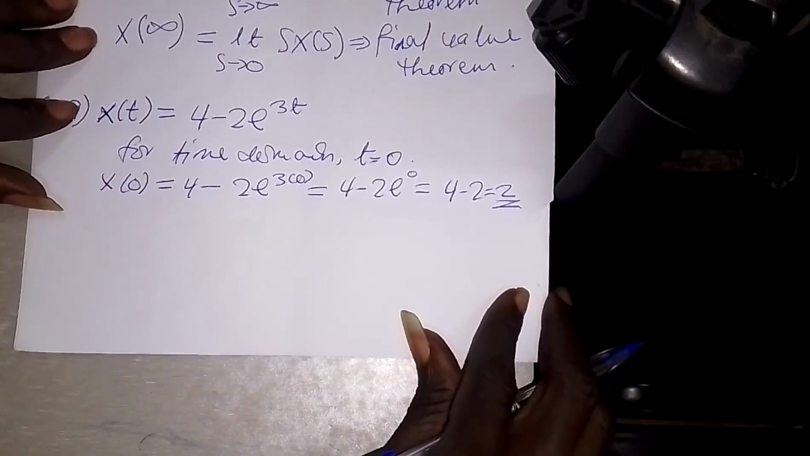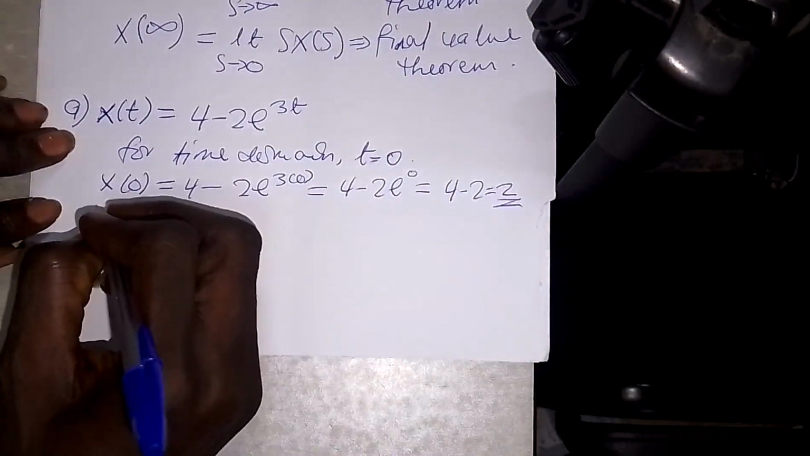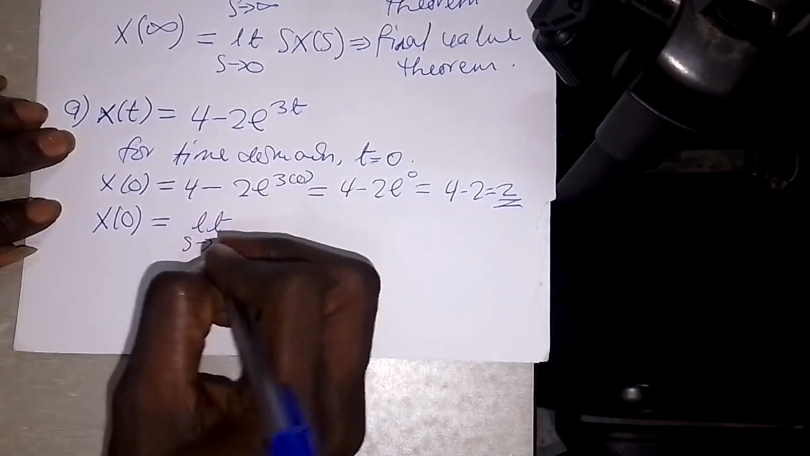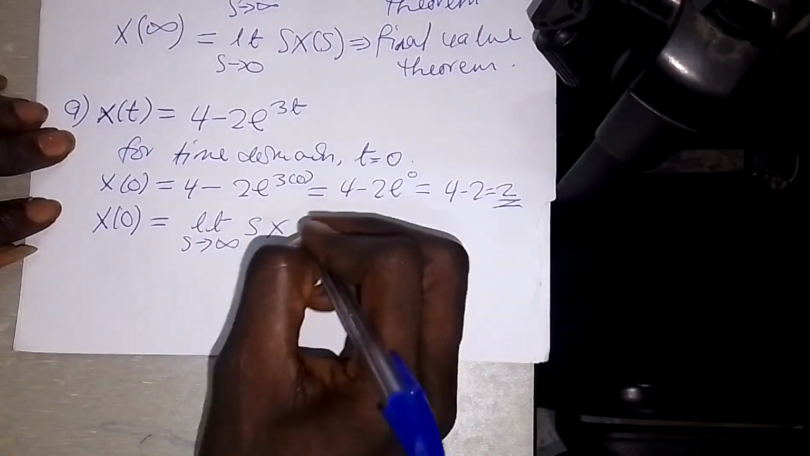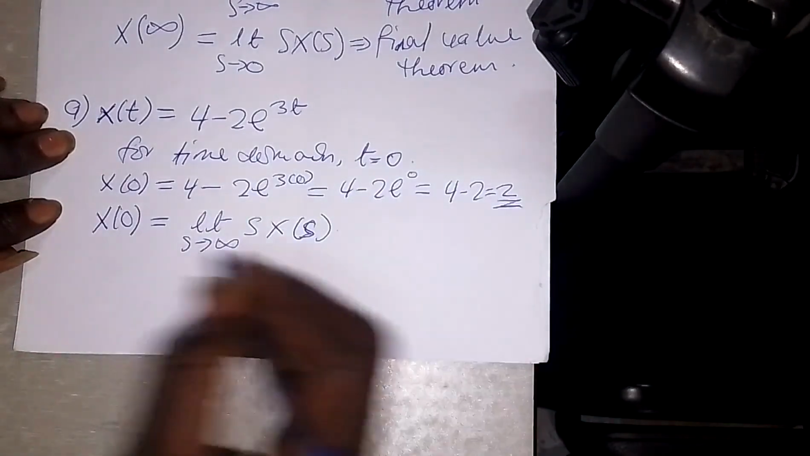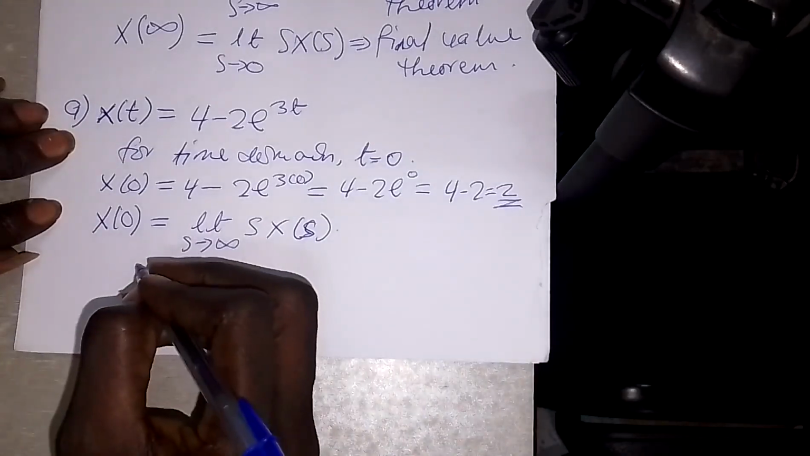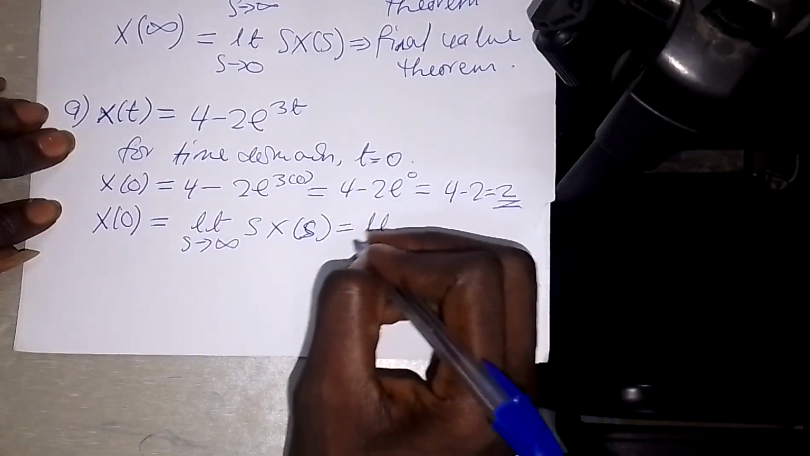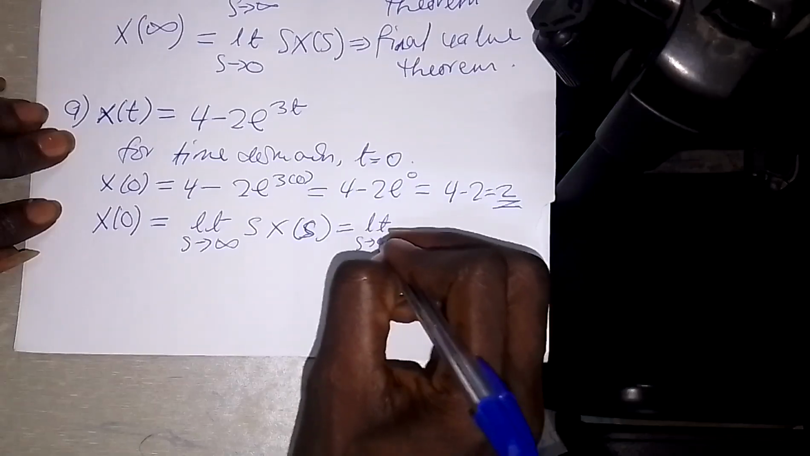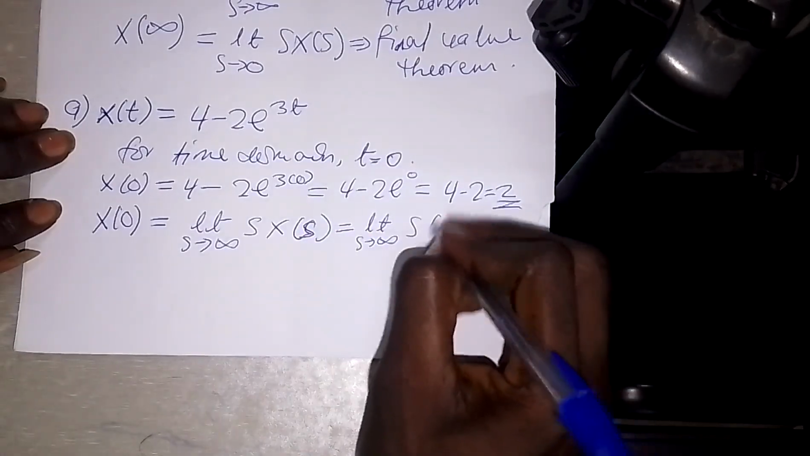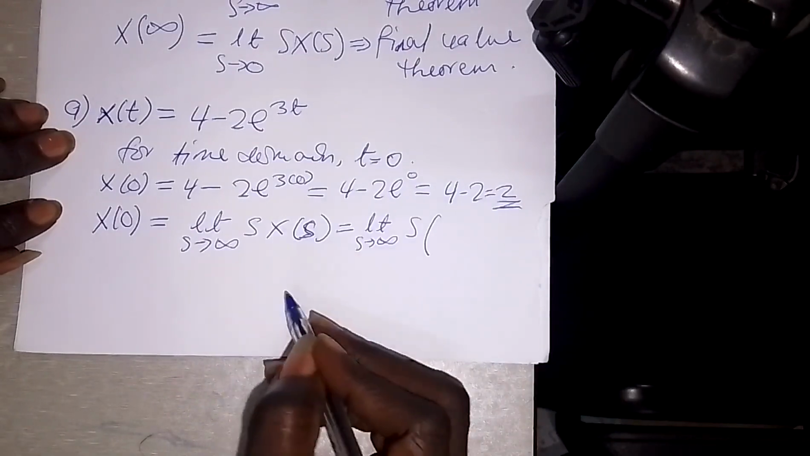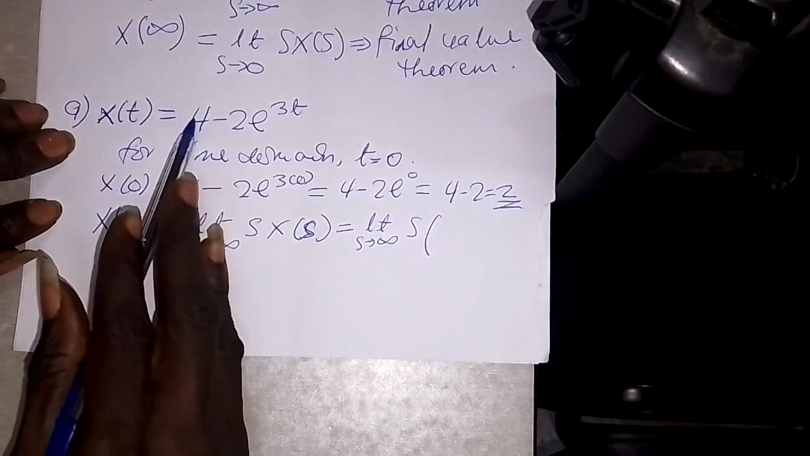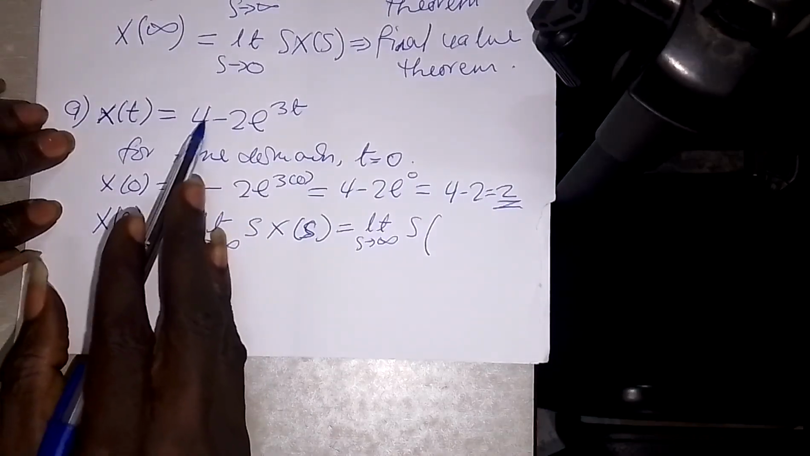Then let's go to the S domain, or the frequency domain. In the S domain, I have x of 0 equal to the limit as s approaches infinity of s times X of s. So this is equal to the limit as s approaches infinity of s times X of s. What is X of s? The transform for 1 is 1 over s, so for 4 it is 4 over s.